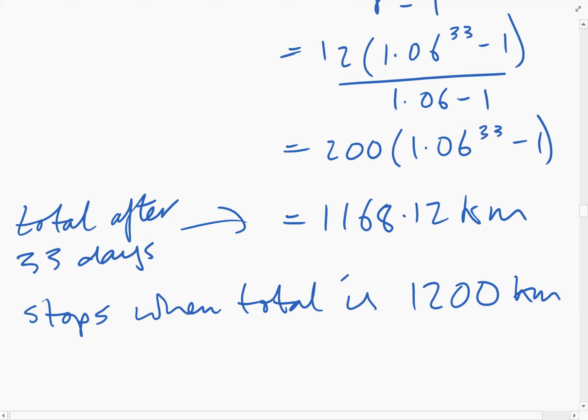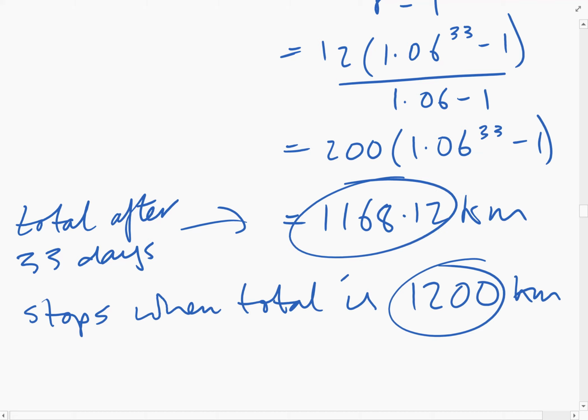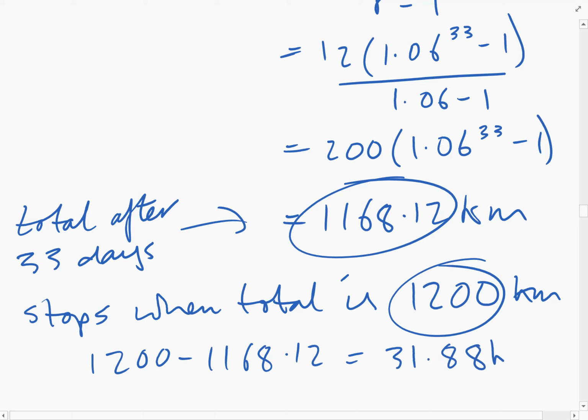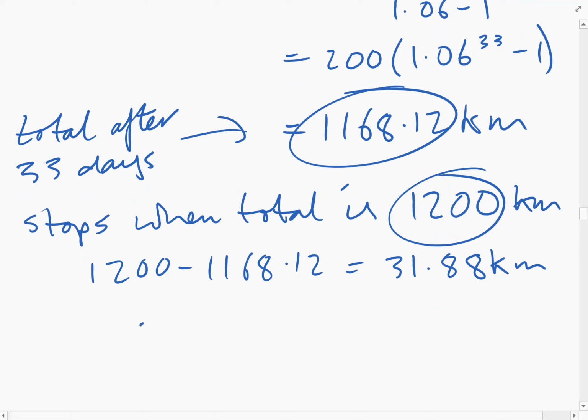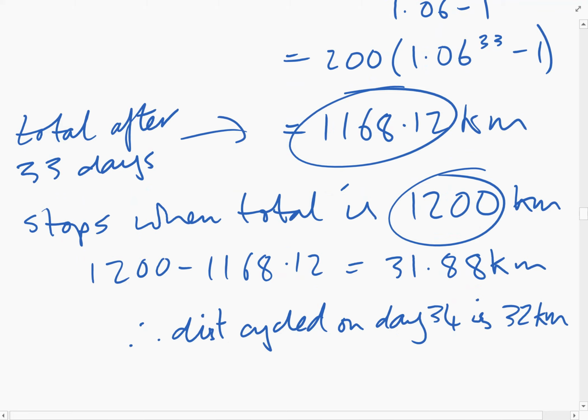So that means that on the last day, the cyclist must have cycled whatever that minus that is. So if you do 1,200 minus this, that will give you 31.88 kilometers. And the question says give your answer to the nearest kilometer. So therefore, the distance cycled on the last day, day 34, is 32 kilometers.